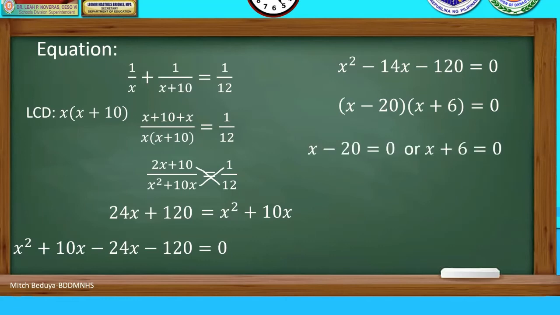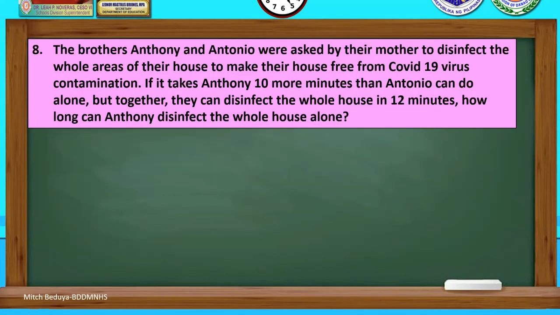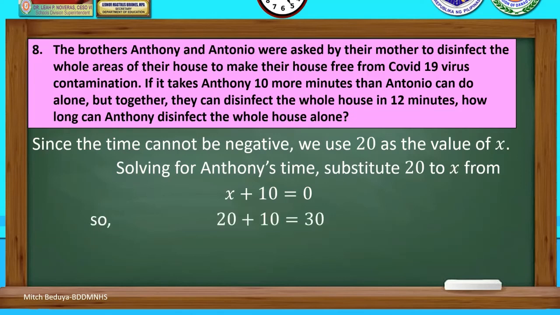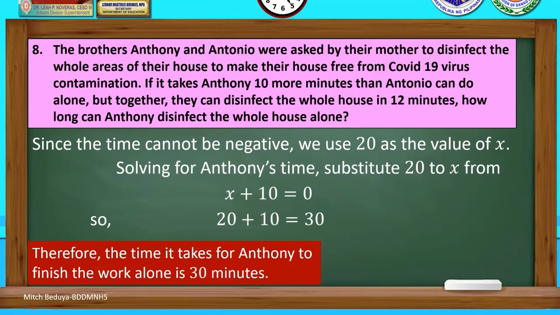So x equals 20 or x equals negative 6. Since the time cannot be negative, we use 20 as the value of x. Solving for Anthony's time, substitute x into x plus 10. So, 20 plus 10 equals 30. Therefore, the time it takes for Anthony to finish the work alone is 30 minutes.